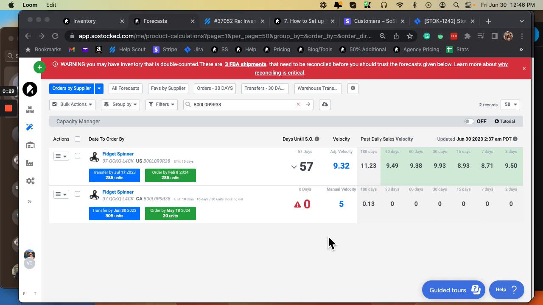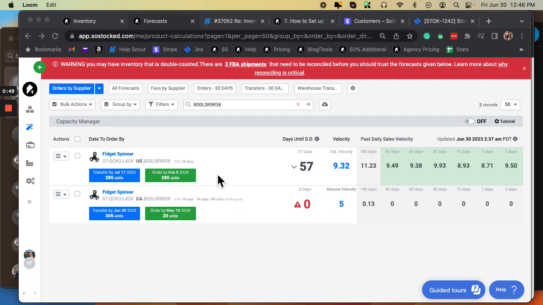So this is not part of the North America Remote Fulfillment Program, NARF. This would work the same way in UK or EU. If there are two different forecasts in SoStocked, but they're sharing the same inventory at the same warehouse, this is how SoStocked will allocate that inventory.